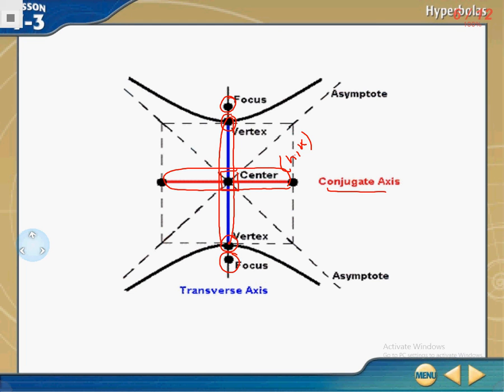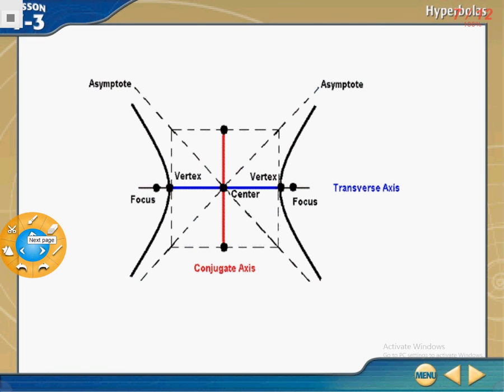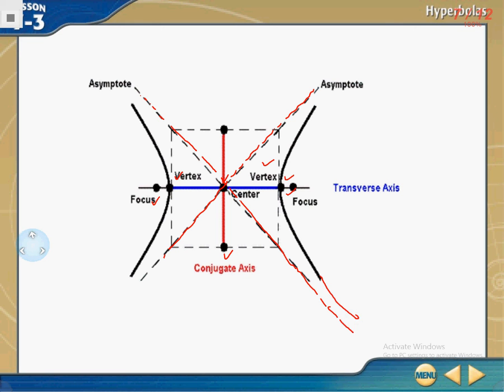This one is a vertical hyperbola, and this one is a horizontal hyperbola. Again, we have center, vertex 1, vertex 2, focus 1 and 2, transverse and conjugate axis. Again, the conjugate is perpendicular to the transverse axis. And let's not forget that we have two asymptotes. If you see this line and the other line here, we have two asymptotes. We talked before that the asymptote will not touch the graph itself. However much you extend them, they will not touch.